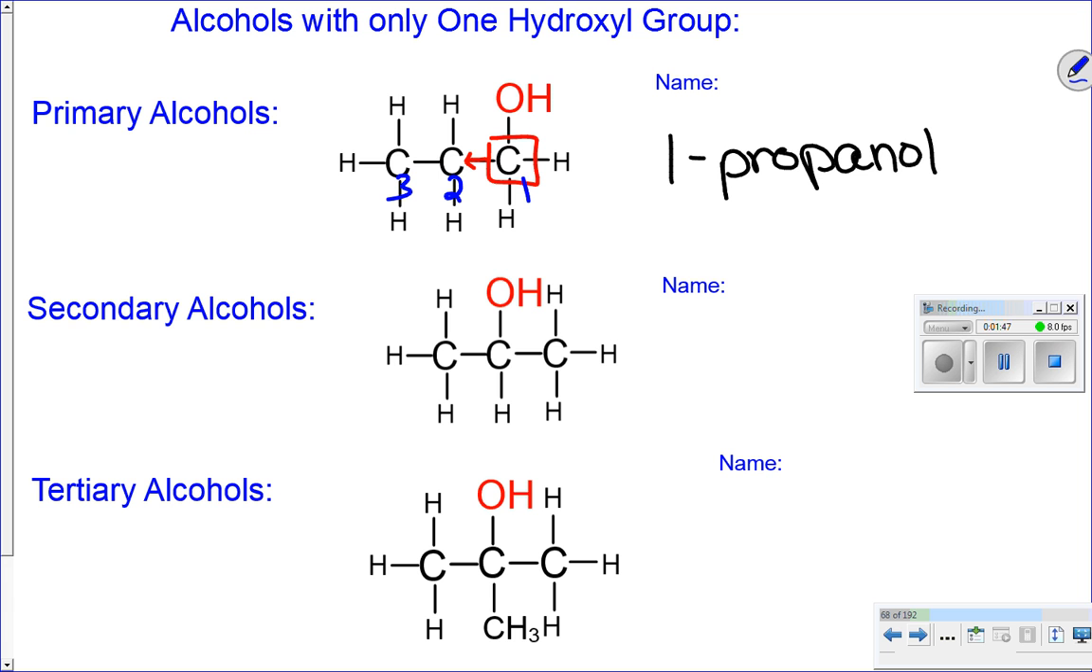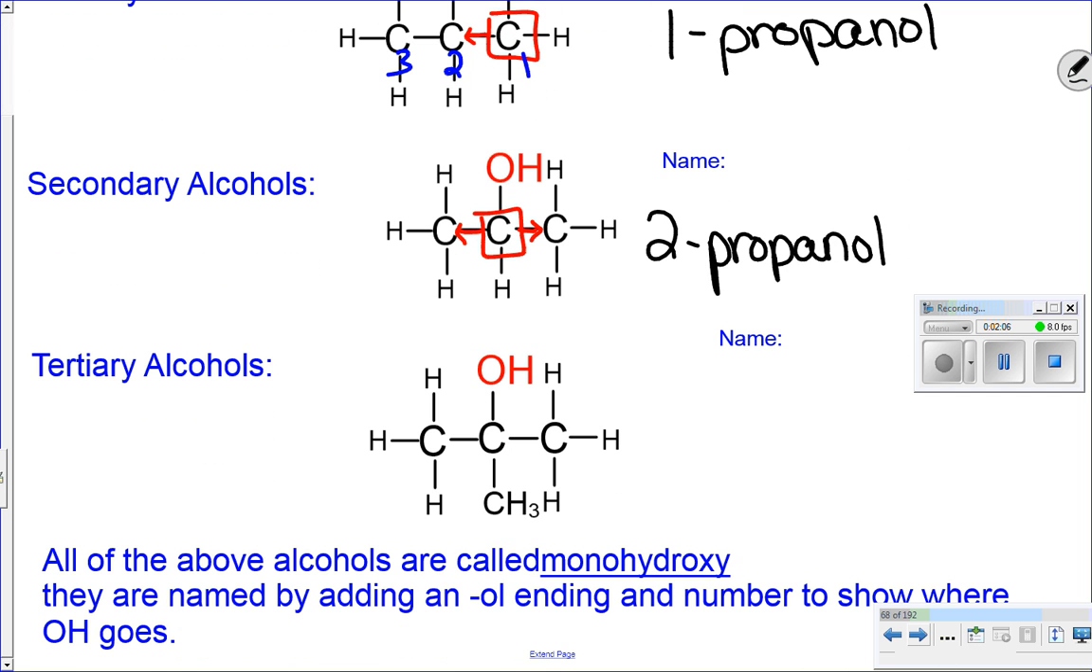In our secondary alcohols, this is a very similar alcohol. The only difference is I've moved my hydroxy group so that my carbon with the OH on it is directly bonded to 2 other carbons. This molecule will be called 2-propanol. It still has 3 carbons overall, but my OH group is on my second carbon now.